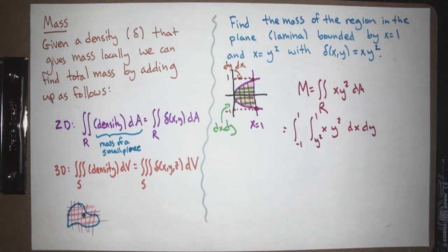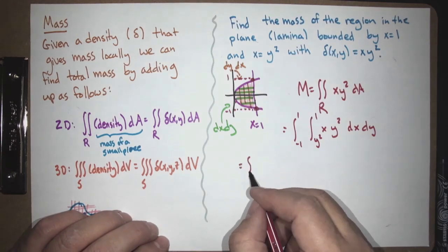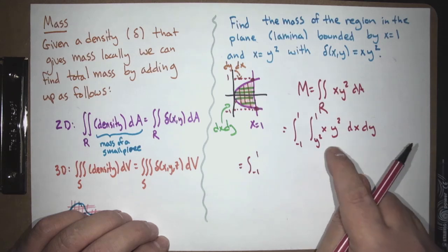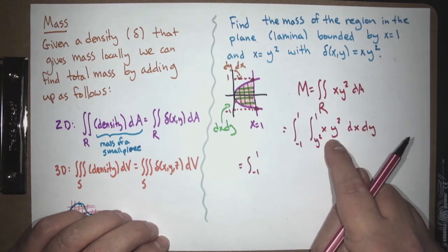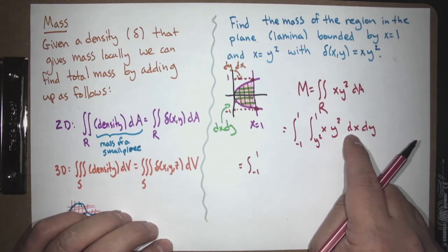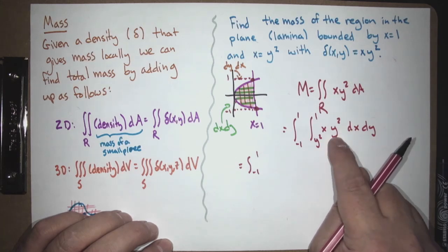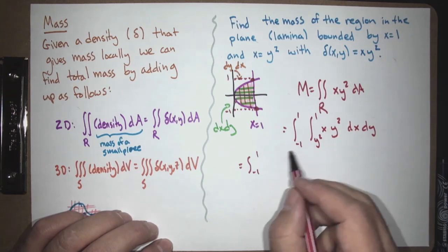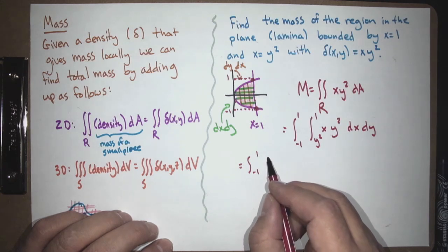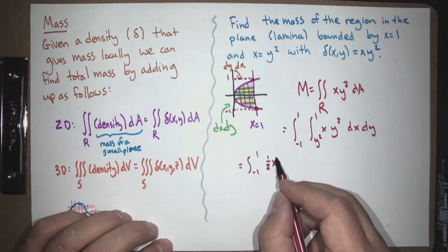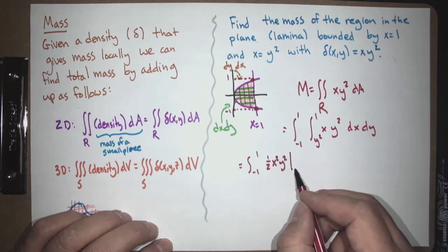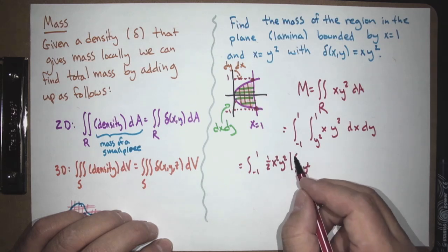All right? Any questions on that? Okay. Well, now we just carry out the integral. Integral negative 1 to 1. All right. When we integrate, what are we integrating with respect to in the first round? x. All right. Notation matters. So how do we treat the y squared? Constant. So what is the integral? 1/2 x squared y squared. Evaluate that from x equals y squared to x equals 1, dy.